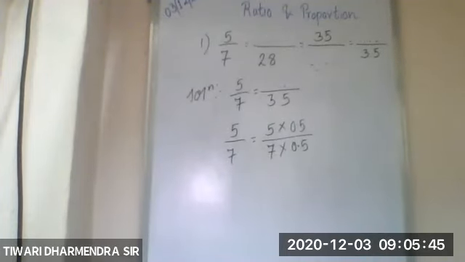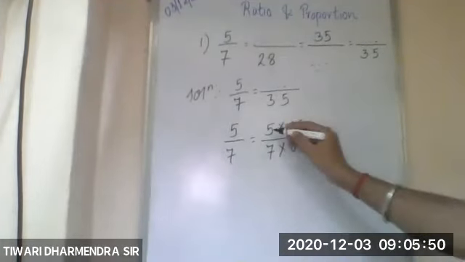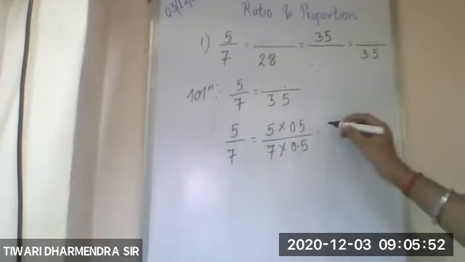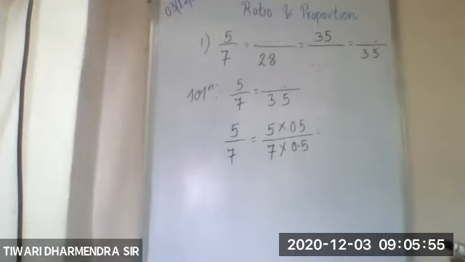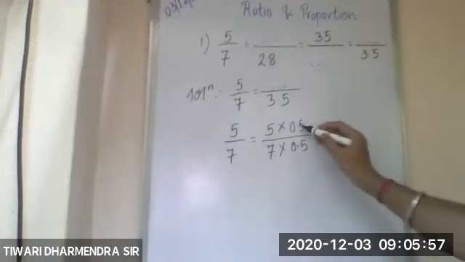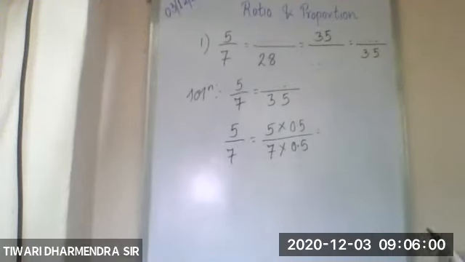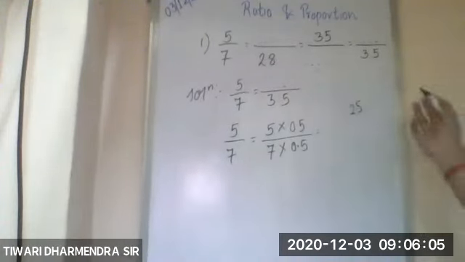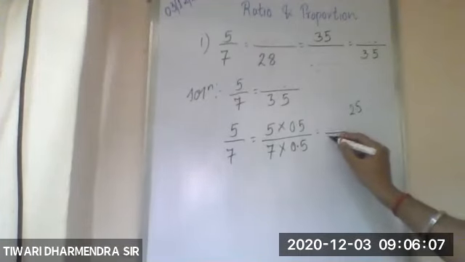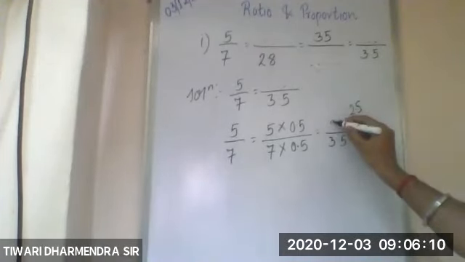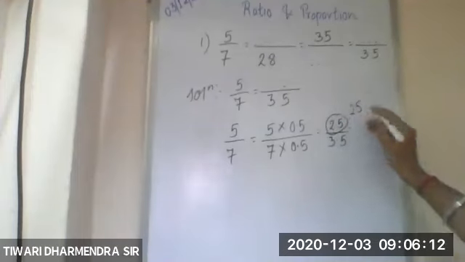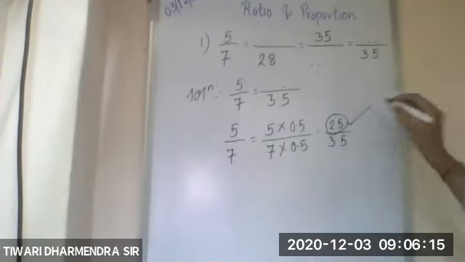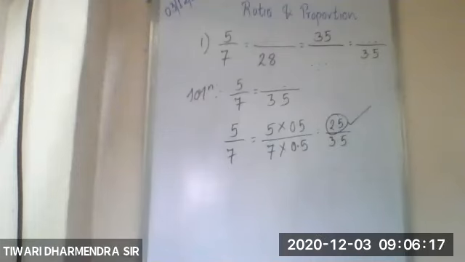Half of 7 is 3.5. So half of 5 is 2.5. Or else you can multiply 5 into 0.5 is 2.5, or you can say 5 into 5 is 25, and taking one digit after decimal, so 2.5 you will get. So this was 3.5, and in blanks you got 2.5. So this is our answer. So I've completed first problem of question number 1.